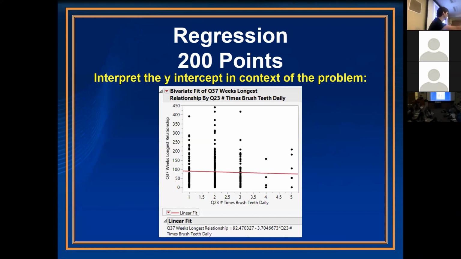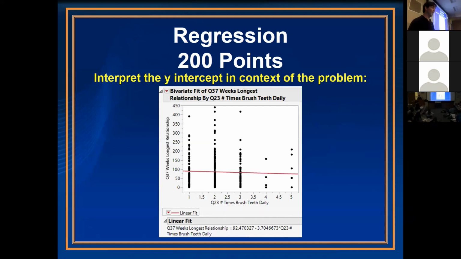Now I want to put a big hint out there with usually the test. The test does not usually ask, what is the value of the y-intercept? That's not usually the way we phrase it. If we say interpret the y-intercept in context of the problem, we're probably looking for a full sentence. So now let's try the harder question, and you can do 92.47 right here.